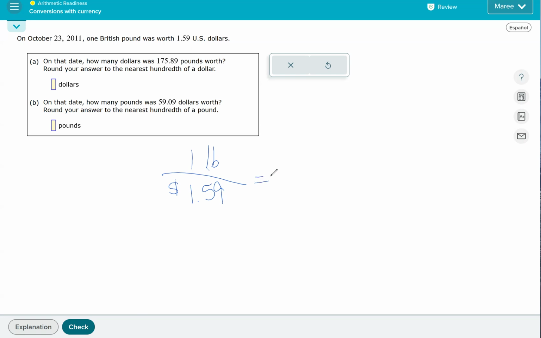So we can set up a proportion where we want to make sure we have the British pound and the dollar in the same spot that they are in the fraction before the equal sign. They're giving us pounds, so we're going to put right here 175.89, ran out of room. And then we want to know how many dollars that is.